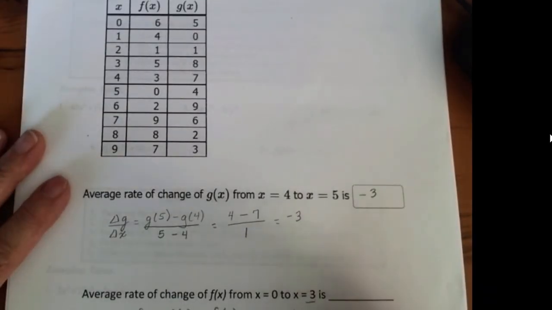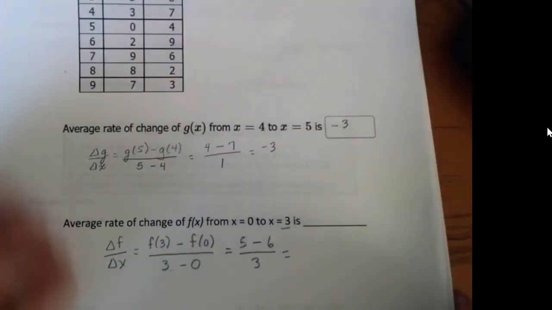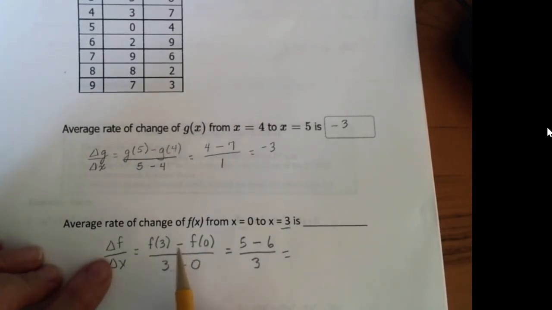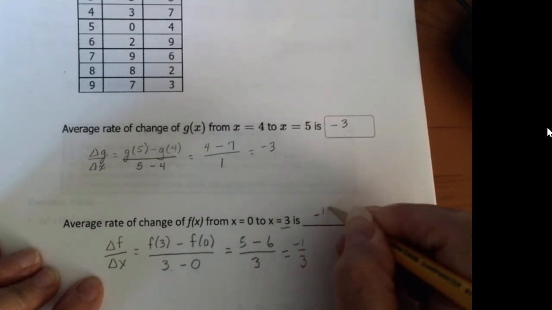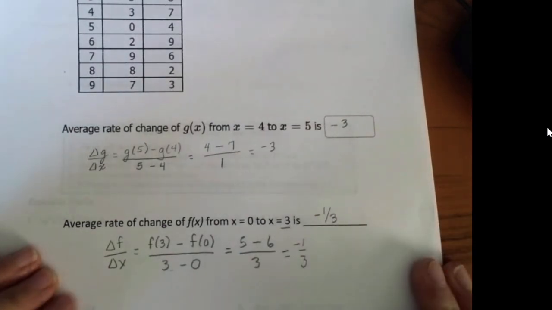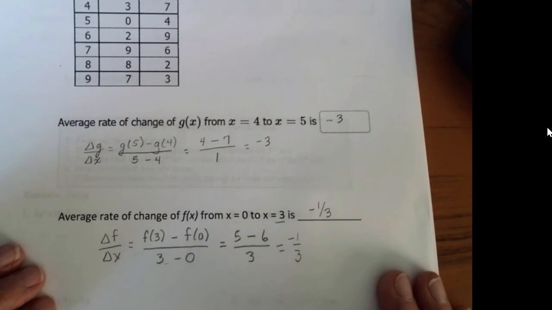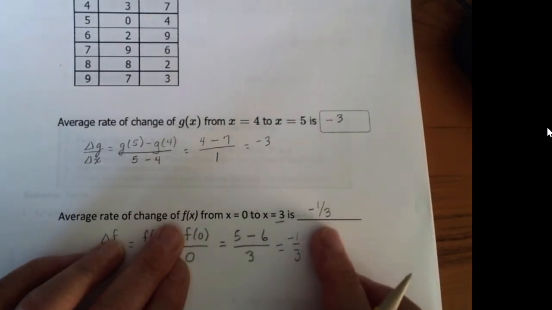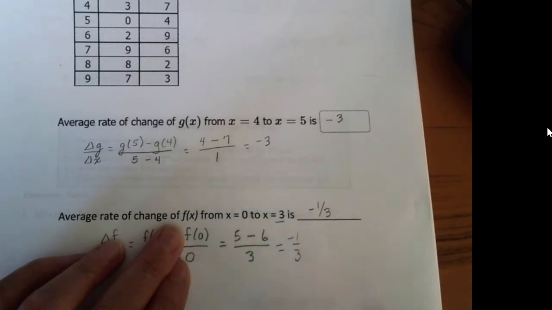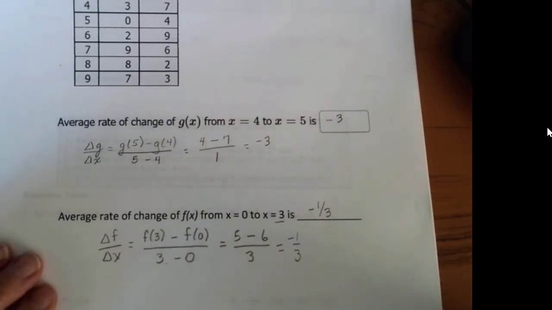So here we go. For f, 5 minus 6 over 3 minus 0, which is 3. So this is negative 1/3. The average rate of change is negative 1/3. So for every 1 unit of increase, on average, our function f is decreasing. The output values are decreasing by about 1/3 of a unit. Okay, I hope this helps.